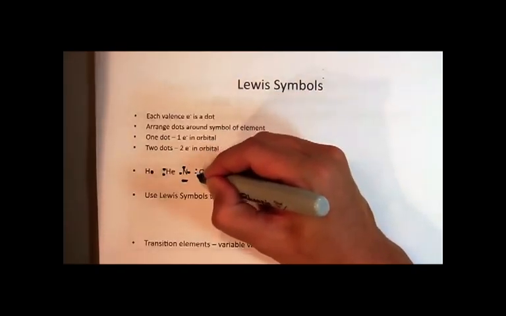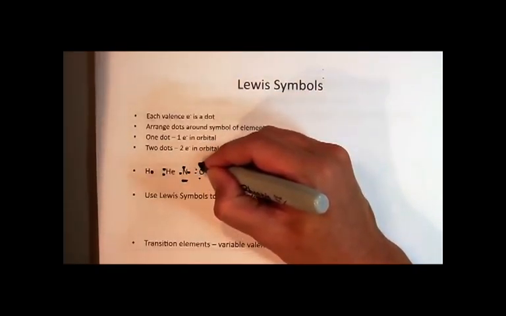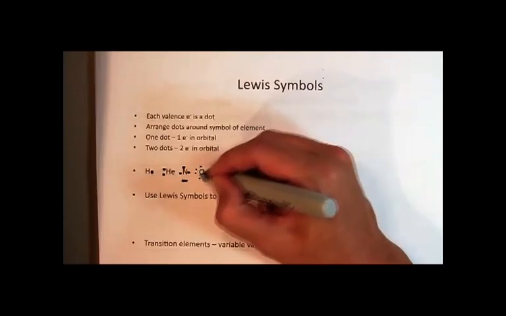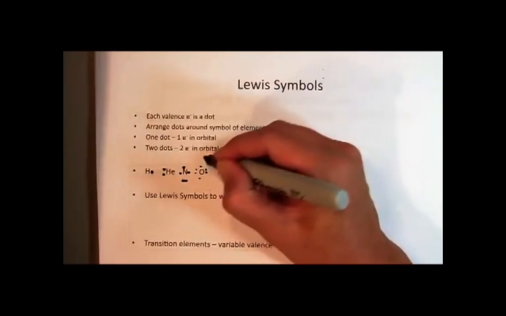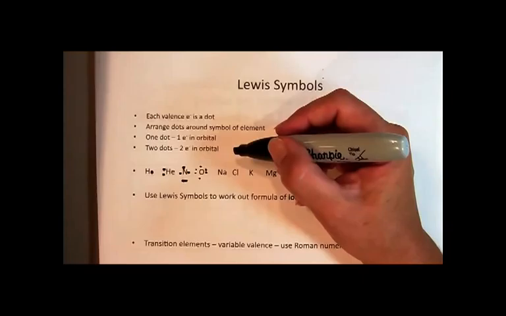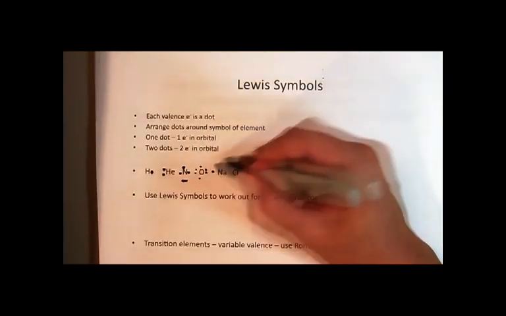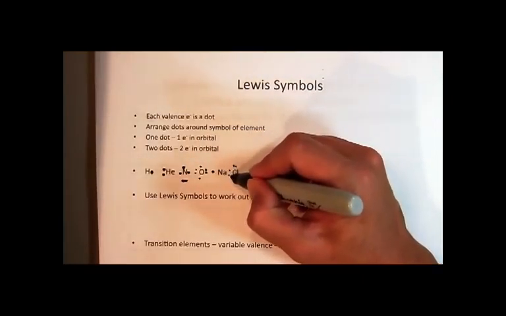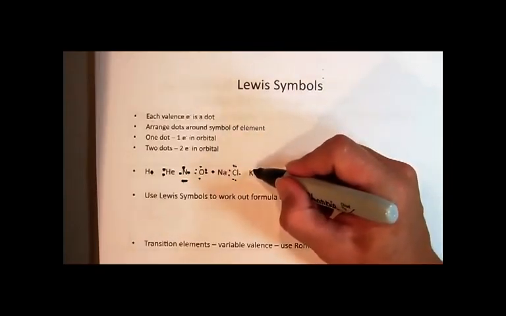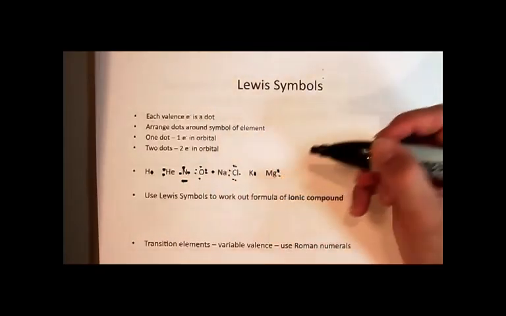So oxygen is in group 6 (1, 2, 3, 4, 5, 6), so it has 6 valence electrons. Sodium is in group 1, it has 1. Chlorine is in group 7, so it has 7. Potassium is in group 1, it has 1. Magnesium is in group 2, it has 2.